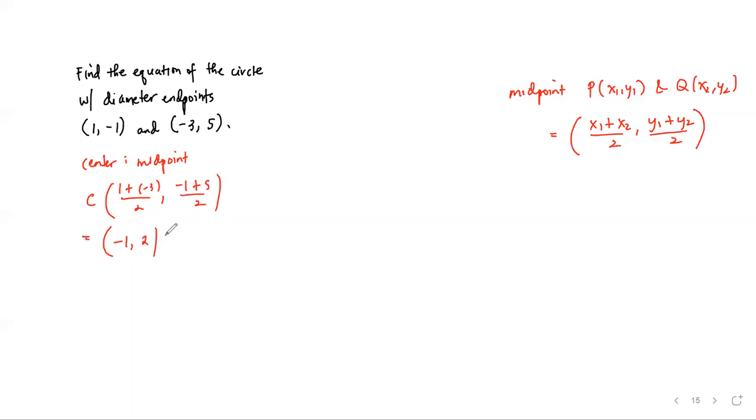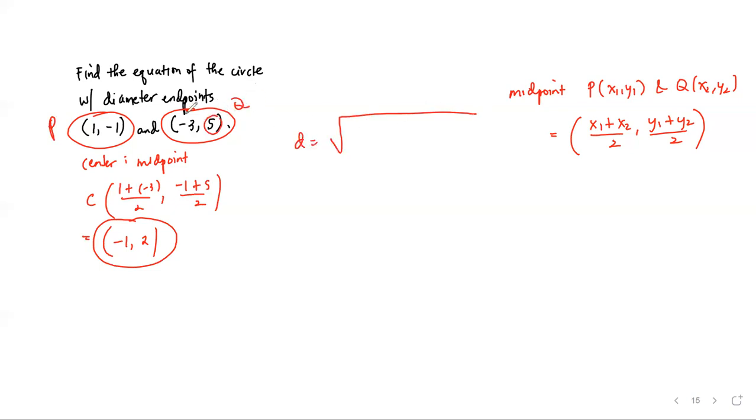Now next, we need to get the radius of the circle. So the radius of the circle would be the distance of the center with any of these 2 points. Or it is the distance between these 2 endpoints and dividing it by 2. So we can just get the distance between, let's say, point P and point Q. So the distance would be y sub 2 minus y sub 1 quantity square. So that's 5 minus negative 1 quantity square plus negative 3 minus 1 quantity square.